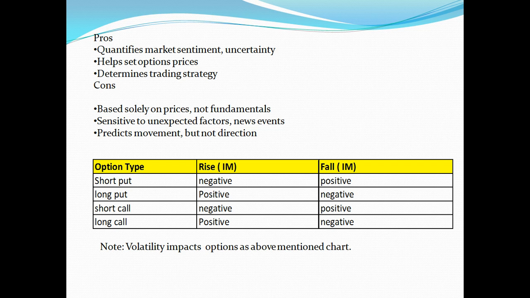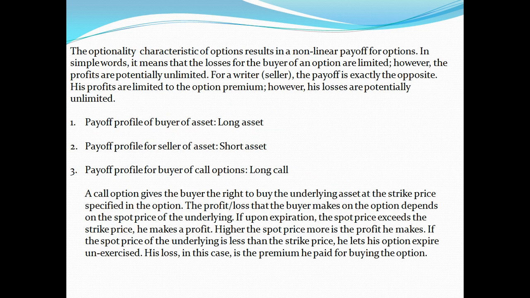Option type: if implied volatility rises, if implied volatility falls. Long call: positive, and if implied volatility falls, negative. Short put: negative, when implied volatility rises; when it falls, positive. Long put: positive when it rises, negative when it falls. Short call: if implied volatility rises, it is negative; when it is falling, it is positive. So this is the relation.